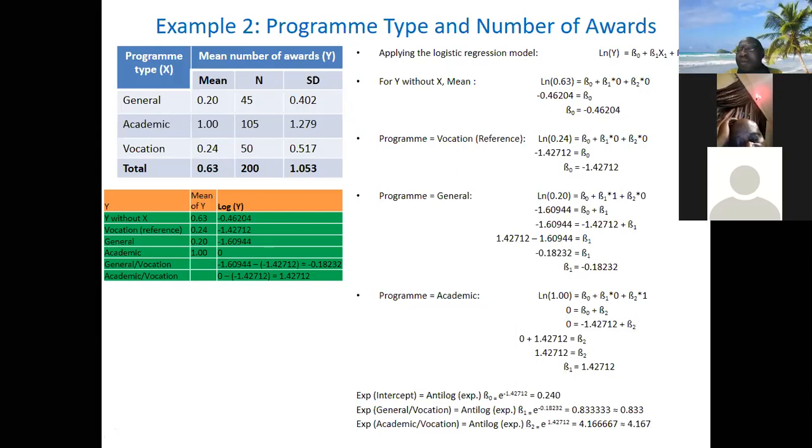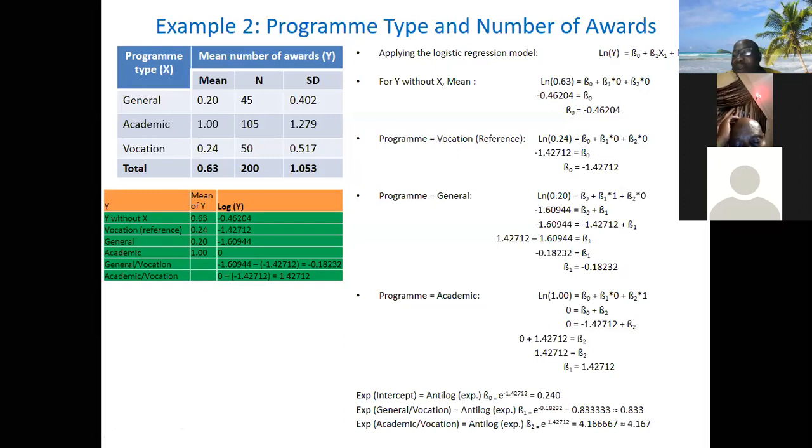Can you interpret the general versus vocational statement? The general is less likely to get the award. So if somebody is in general instead of vocational, there's a reduction, because if you remove 1 from this one, it gives you minus maybe 17%. So the person in general is 17% less likely to get the award than if they are in vocational.